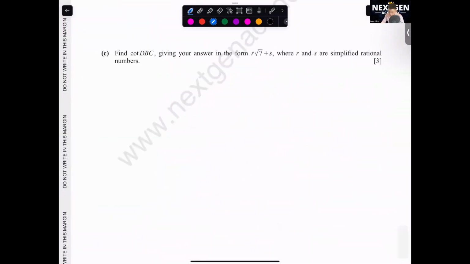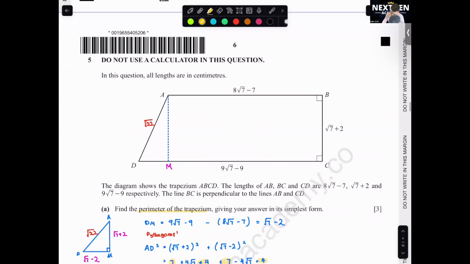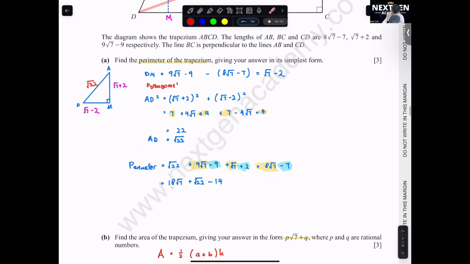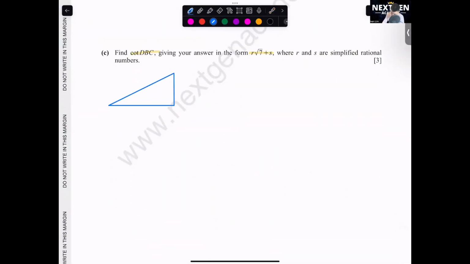Find cotangent DBC, giving our answer in the form R root 7 plus S, where R and S are simplified rational numbers. Okay, let's see. DBC, where is DBC? Can I use this big triangle? Do we have enough information? This is a right angle triangle. So let's draw this triangle, then we solve using this right angle triangle here.